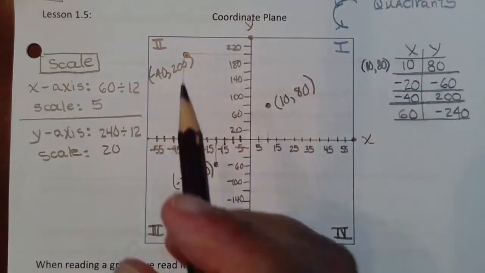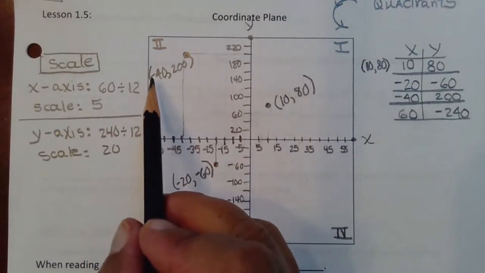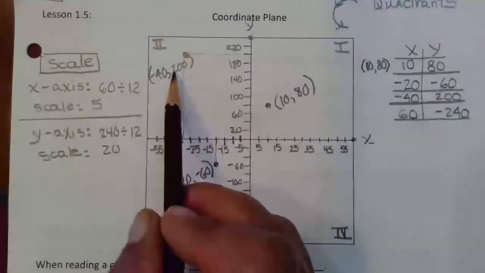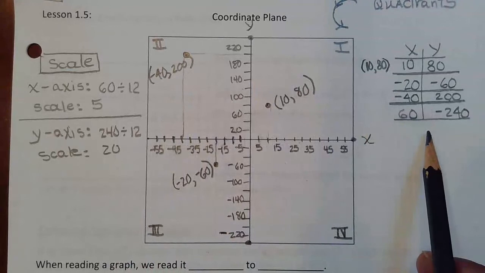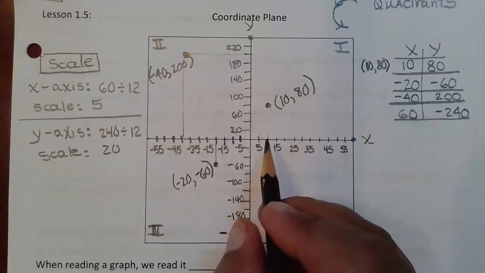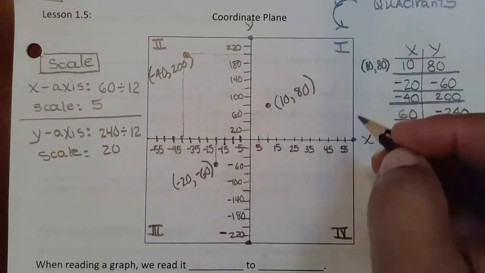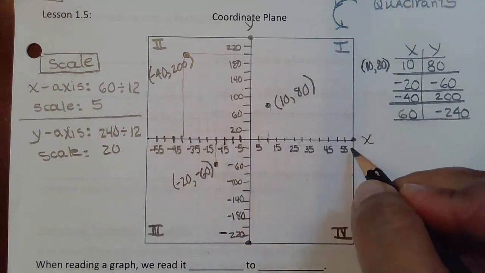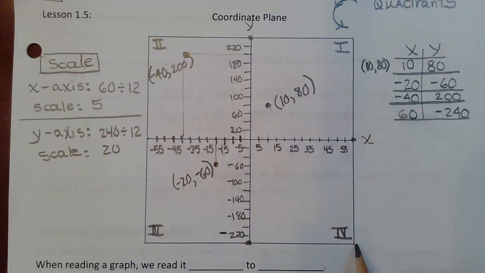And that's a point in quadrant 2, where all points are negative on the x, positive on the y. And for this last point, 60, negative 240, that would be over to 60, which would be right here, all the way to the end and all the way down to 240. That would be that point right on the edge there.